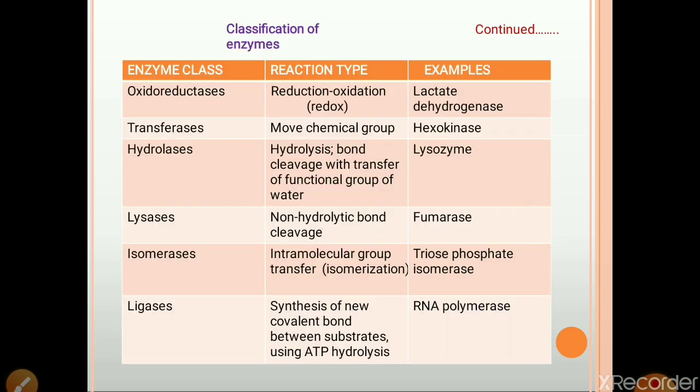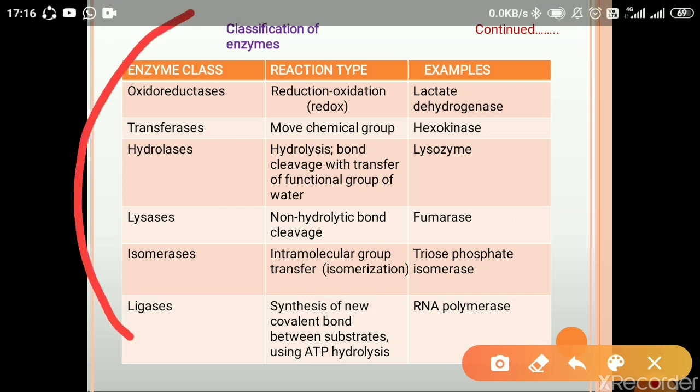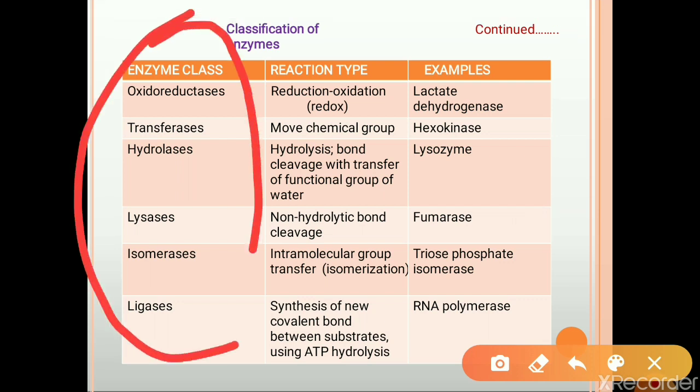So the first enzyme class here is oxidoreductase. The reaction type is reduction and oxidation carried out. The example here is lactate dehydrogenase. Lactate dehydrogenase is an enzyme which carries out both reduction and oxidation, due to this we call it oxidoreductase. Here you see the enzyme classification. There are six types of enzymes which we recognize as OTHLIL.